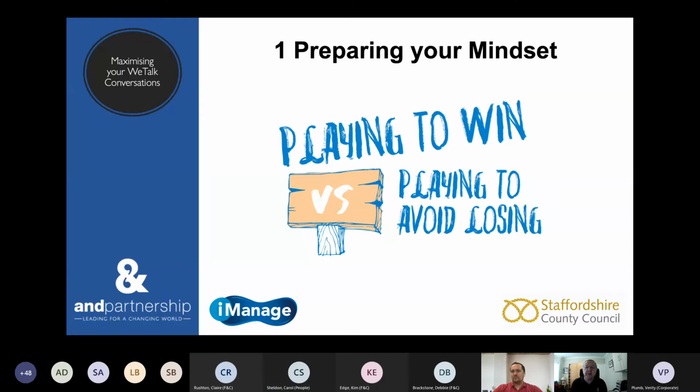So if I just describe both states to you and give you a couple of examples, a playing to win mindset is one where you're thinking, how good could we make this? How good could this be? In playing to avoid losing, you're thinking about, how do I stop this going bad? How do I avoid losing or avoiding conflict? So the playing to win is a much more expansive state, whereas playing to avoid losing is very constricted.